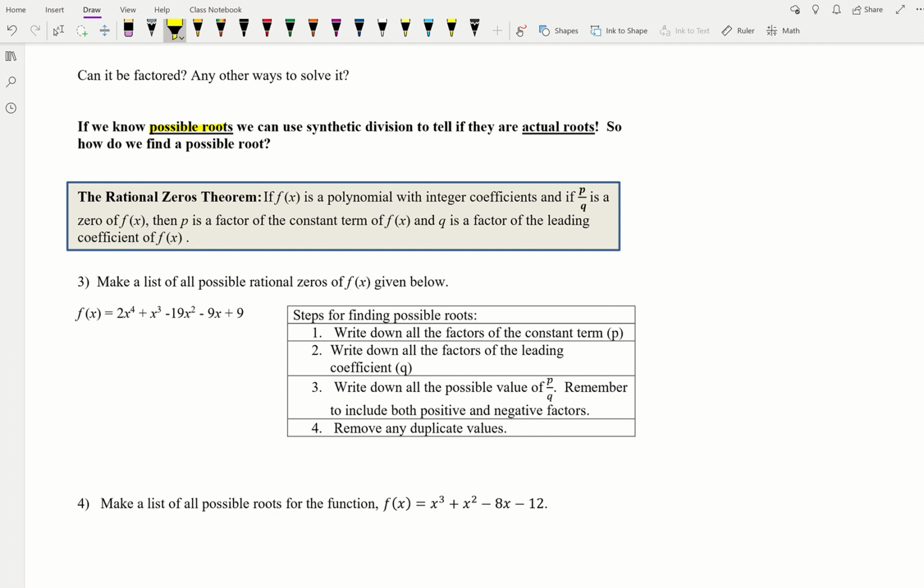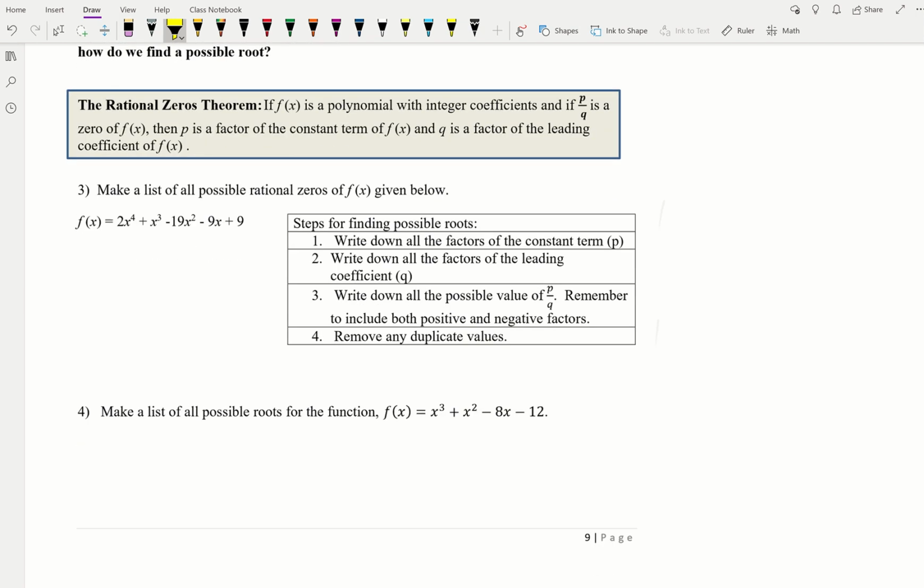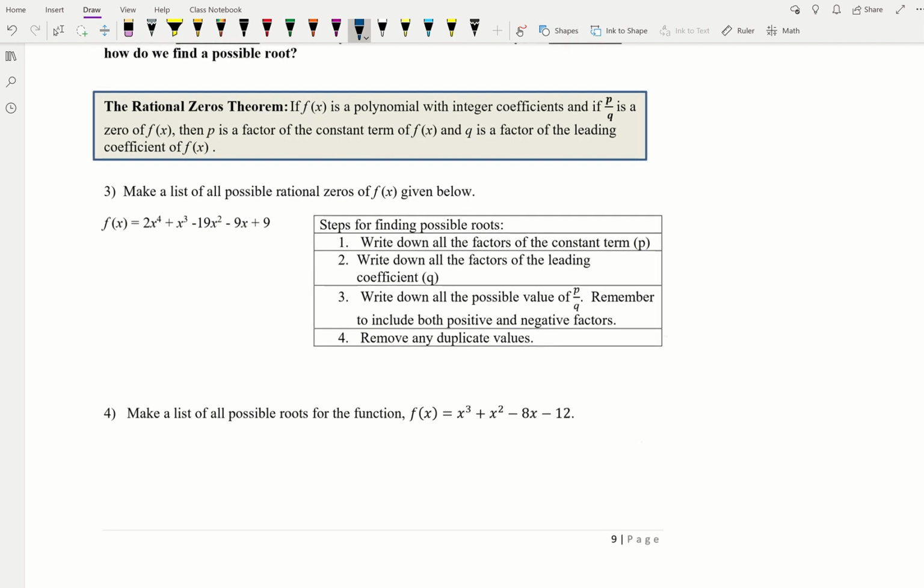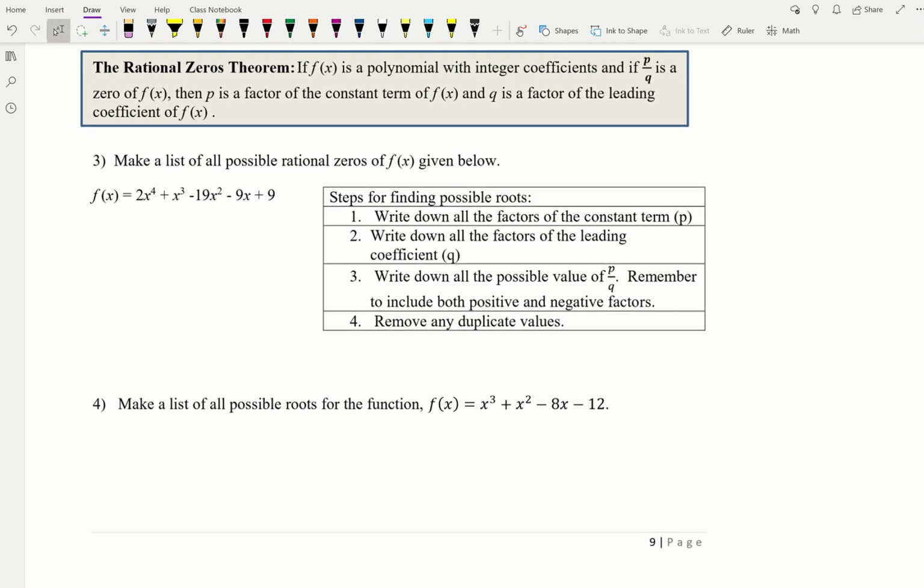So how do we find possible roots? That becomes the question. Now, we have this rational root theorem that says that if f of x is a polynomial with integer coefficients, and if p over q is a zero of f of x, then p has to be a factor of the constant, and q has to be a factor of the leading coefficient. All right, so that's how we're going to come up with our possible rational roots, or rational zeros.